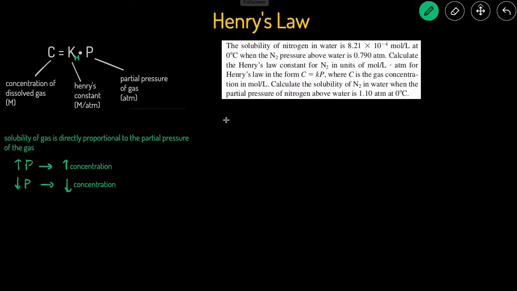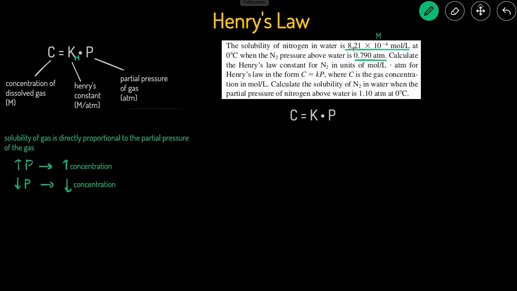So here's the question. The solubility of nitrogen in water is this. So this is the molarity, the concentration of the nitrogen gas that's dissolved in water at 0 degrees Celsius when the nitrogen pressure over the water is this. So now here you're given the pressure, and it's asking to calculate the Henry's constant for N2. So since we're dealing with Henry's law, let's start with the equation.